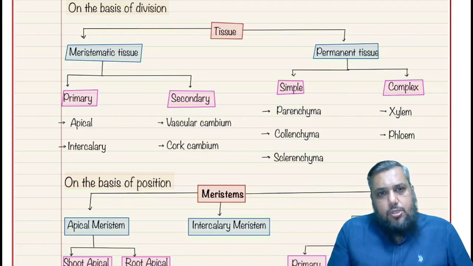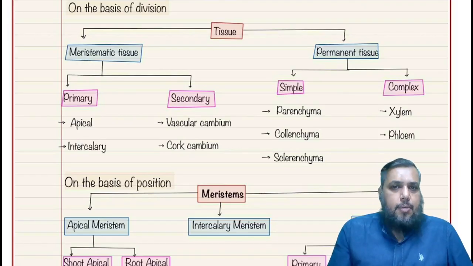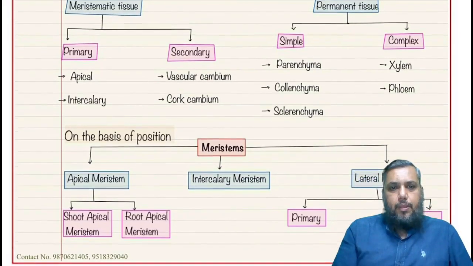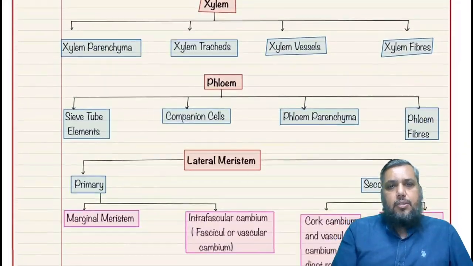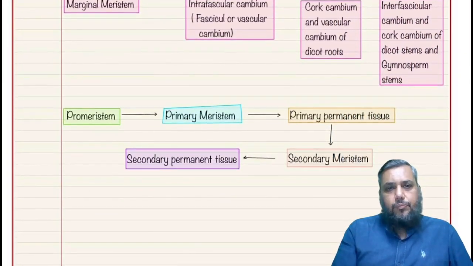Meristematic tissues can be further classified as primary meristem or secondary meristem. Primary meristem includes apical and intercalary, and secondary meristem includes vascular cambium and cork cambium. Whereas the permanent tissues are classified as simple and complex. Simple includes parenchyma, collenchyma, sclerenchyma, and the complex tissues include xylem and phloem.